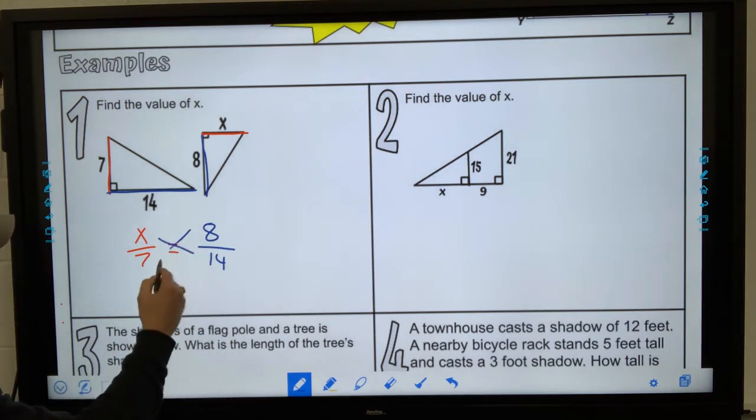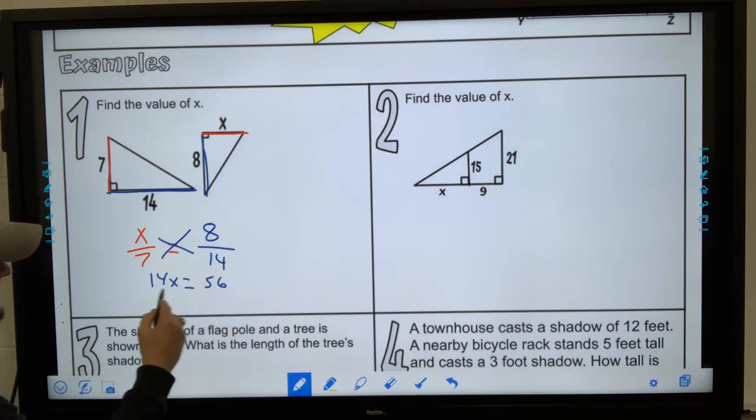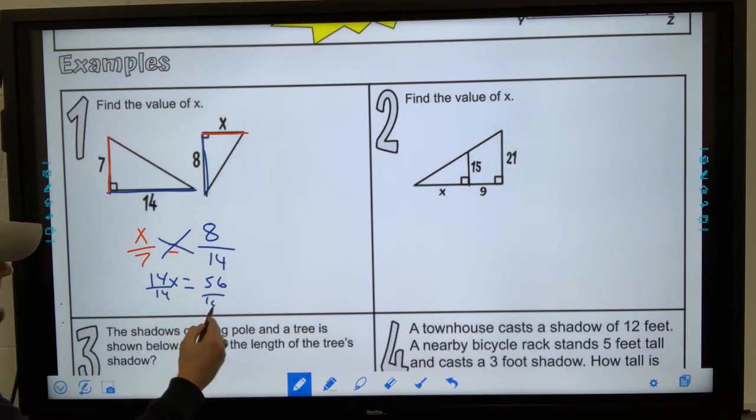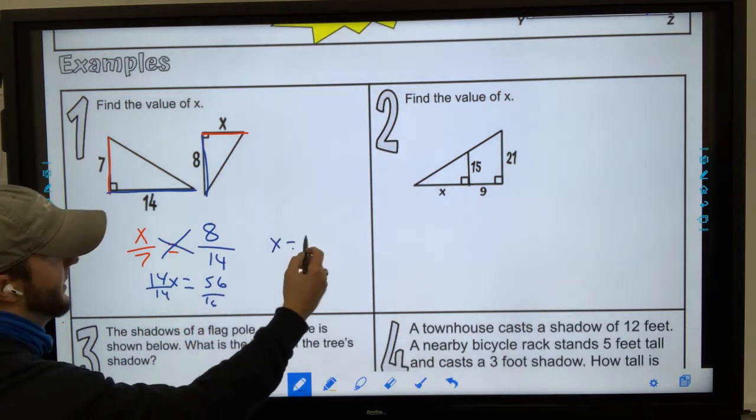When I cross multiply, 14 times X is 14X, and 7 times 8 is 56. Divide by 14 on both sides, and X is going to give you 4.